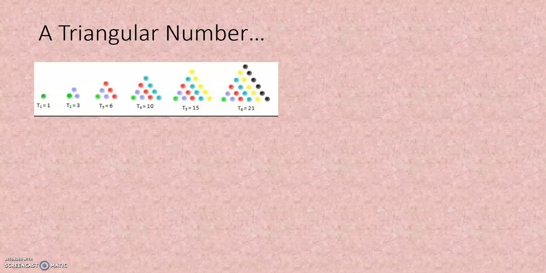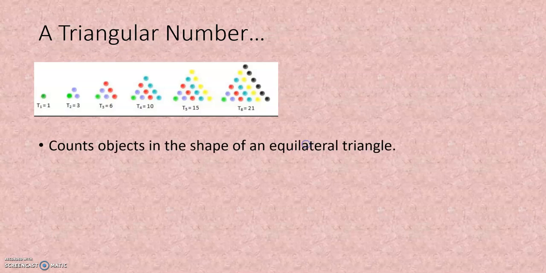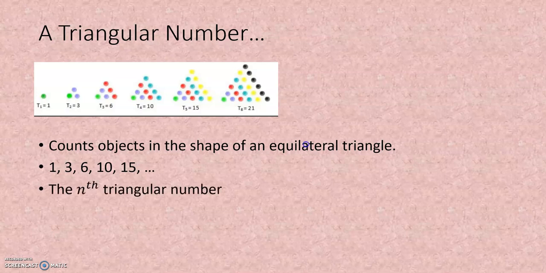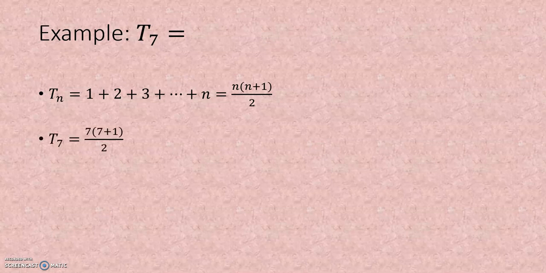Triangular numbers. A triangular number counts objects in the shape of an equilateral triangle. 1, 3, 6, 10, 15. The nth triangular number is found using the formula n times n plus 1 divided by 2. Find the 7th triangular number using that formula: 7 times 7 plus 1 divided by 2. 7 times 8 is 56. 56 divided by 2 is 28. The 7th triangular number equals 28.